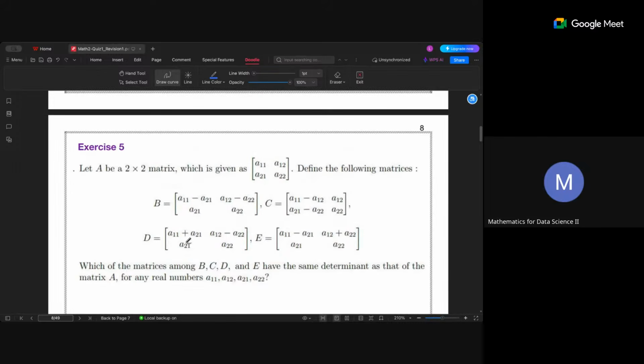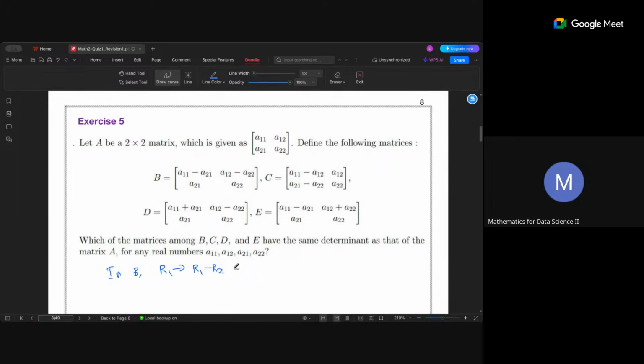Yeah, we'll do this. See here, what has happened? The original matrix is this. This is your matrix B. This is your matrix C, D, and E. So for B, what is the row operation which we have done here? Can you identify the row operation done in B? R1 minus R2. So in B, R1 is replaced with R1 minus R2. Will this kind of row operation affect the determinant? No. So the determinant of B is the same as the determinant of A.